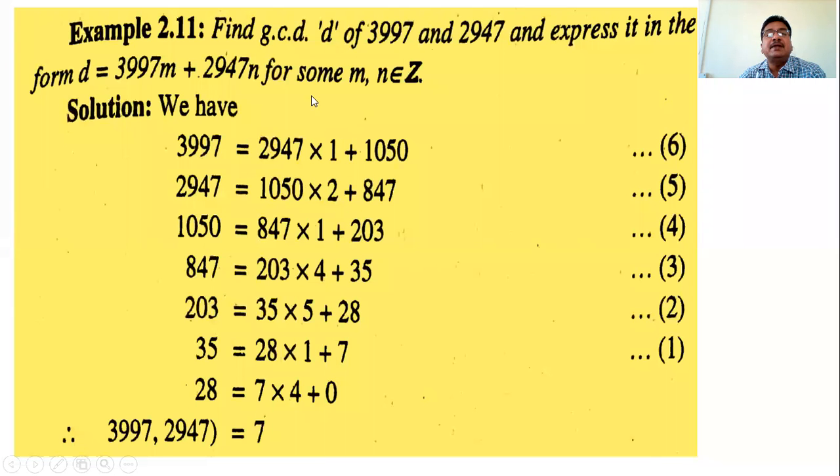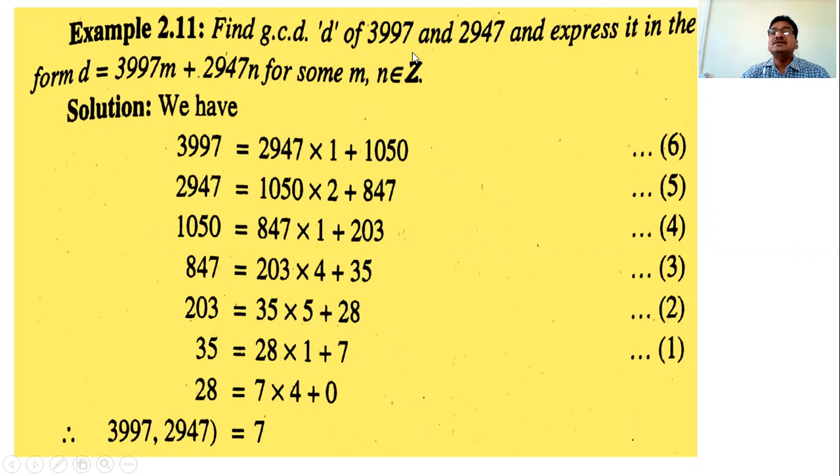So here is the problem: express this greatest common divisor in the form of 3997 into m plus 2947 into n. If the question is instead to express a number, suppose 28, in this form, then start the equation from the third last. Number the third last equation by 1, then 2, 3, 4, 5, and then from 1 write the value of 28 and continue the same procedure.